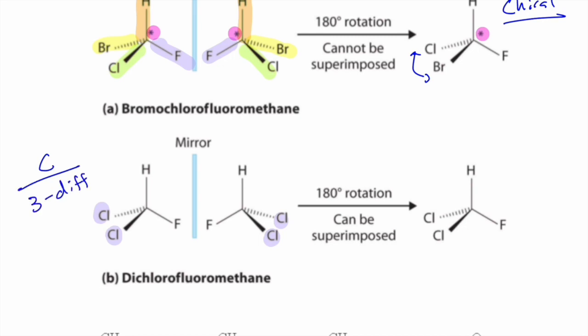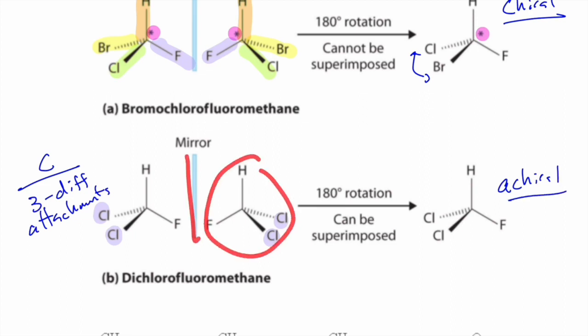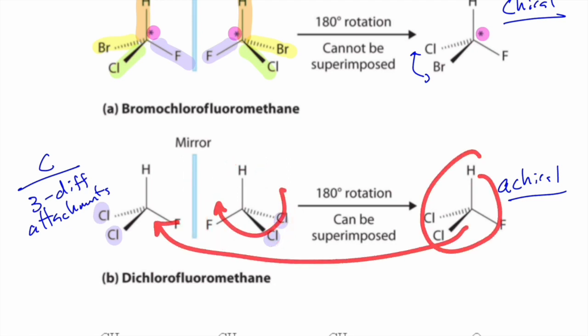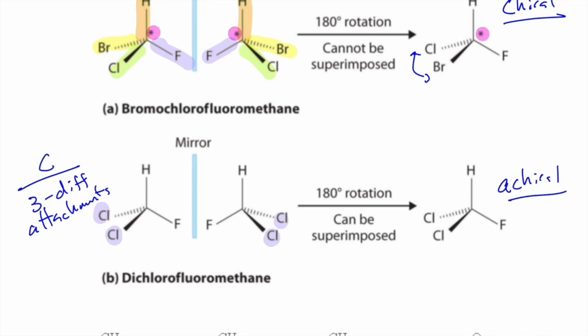So they have 3 different attachments. Because of that, this is not chiral. Instead of not chiral, we say achiral. The reason is that, although this looks like they might be different, all I have to do is rotate this around, and this becomes this one again, which is exactly the same. So it is not different.